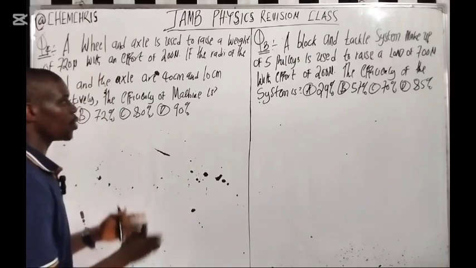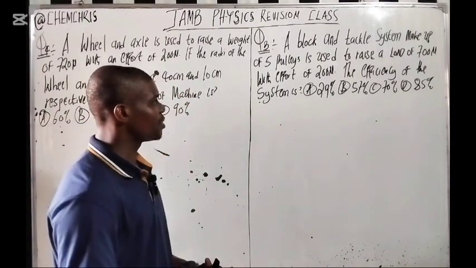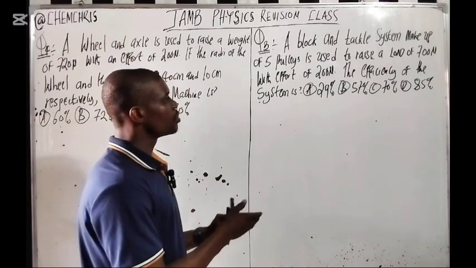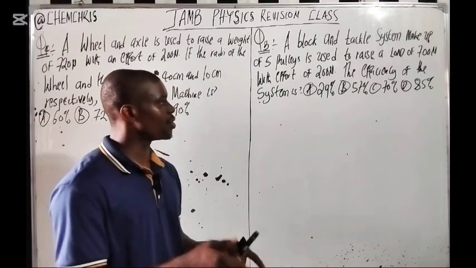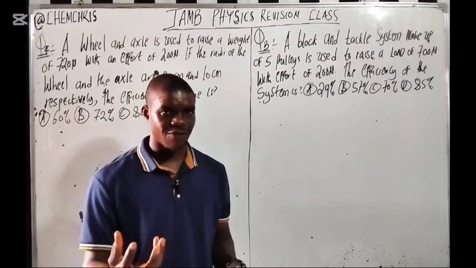So now let's look at the third question here. A block and tackle system made up of 5 pulleys is used to raise a load of 700 Newton with an effort of 200 Newton. What is the efficiency of the machine? So they're asking what is the efficiency of the machine.